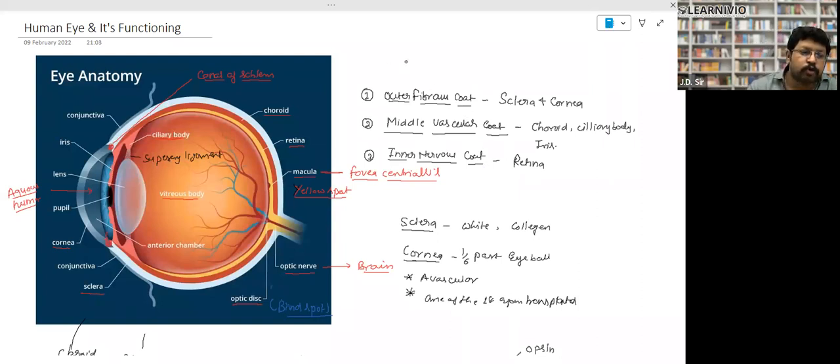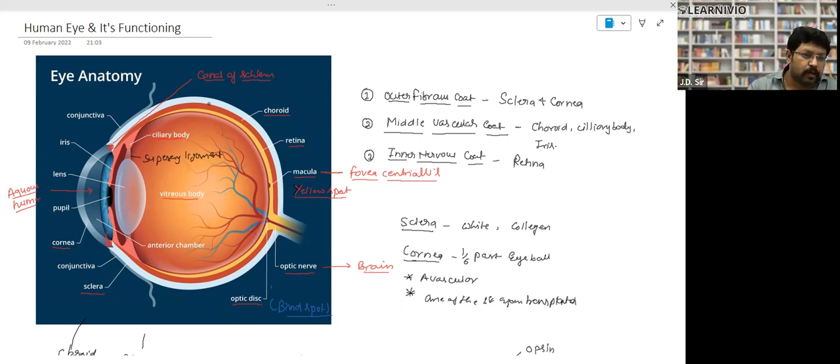The outermost part of the eye does not have any neurons. If you prick it with a pin, you will not feel pain, right? And neither will blood come, right? Because there are no blood vessels in the outer part of the eye.